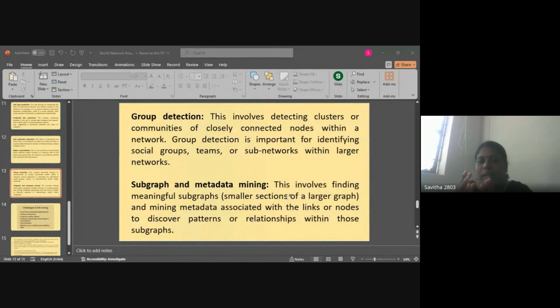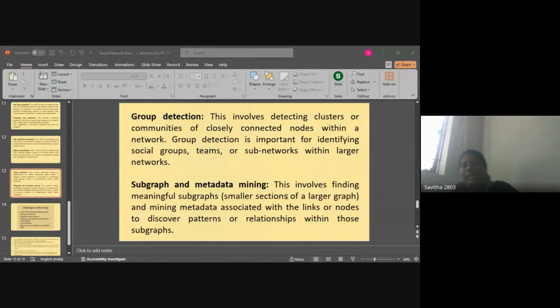So each subgraph or each subnetwork will contain its own metadata. Metadata means the data about the data, that is information about the information, the core data that will be included inside the metadata. So each subgraph will specifically display the details of a person, which role or interactions were made on a particular social network medium. So this is called subgraph and metadata mining.